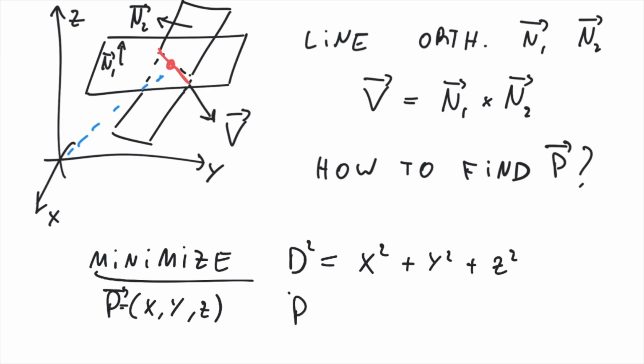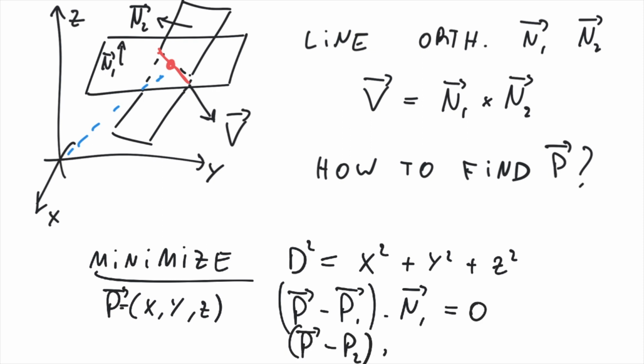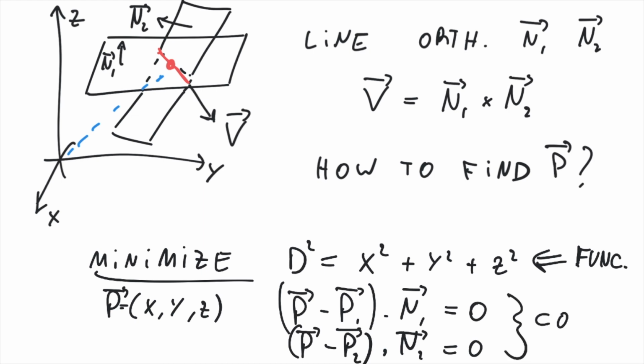So P minus P1, the point defined in the first plane, scalar product the normal to that plane, is 0, and also P minus P2, the point defined in the second plane, and the normal to the second plane, that's also 0. So this is a function to minimize, and these are constraints. We can then use the Lagrange multiplier method to solve this minimization subject to constraints.